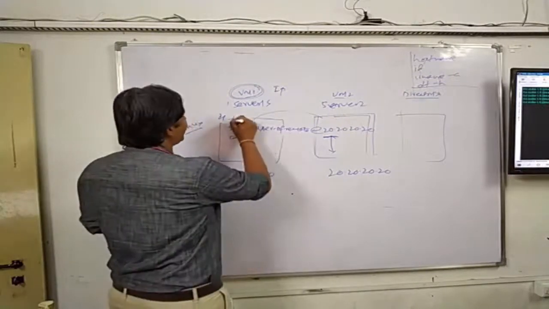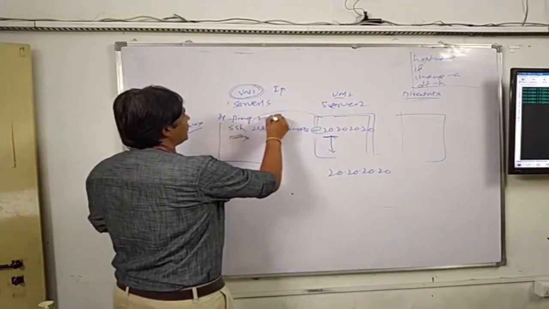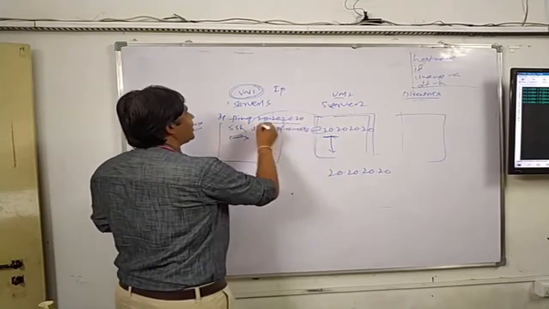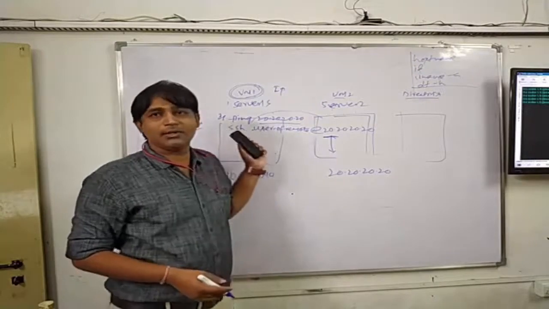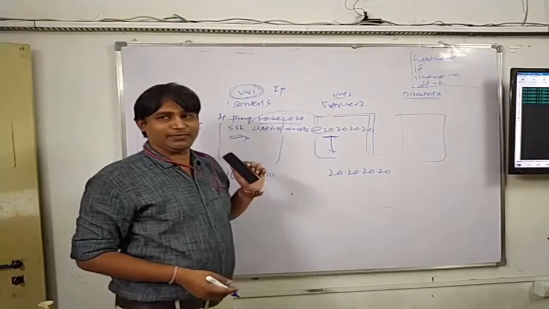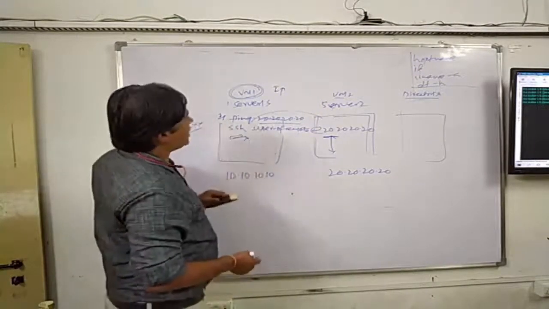So you do a ping first. Ping 20.20.20.20. If you are not getting a ping back, there's nothing you can do. Contact the Linux administrator, get it into the network. All right? Now that's SSH.